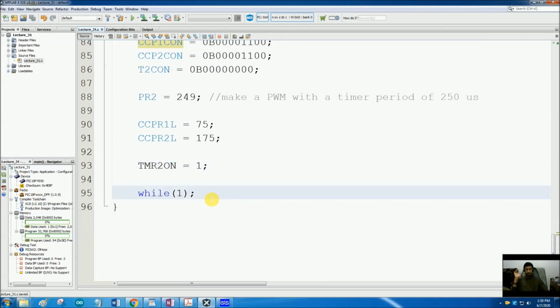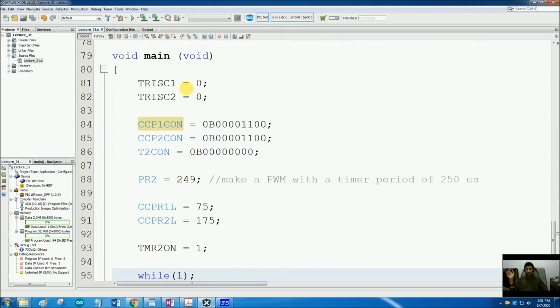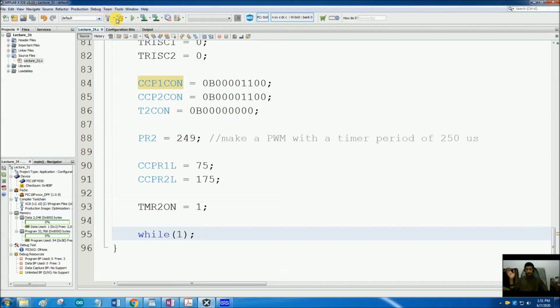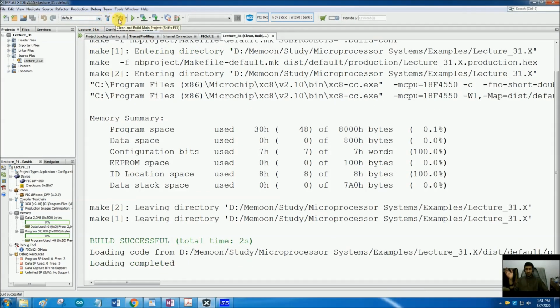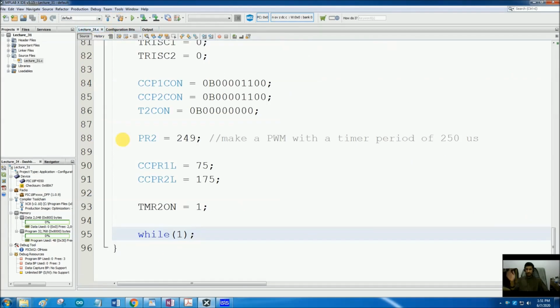The waveform will be started. As soon as you turn on the timer, both the waveforms will start being generated. We don't have to do anything else. This is a very small program. I think it should compile fine. The build is successful. So let's try to simulate it.